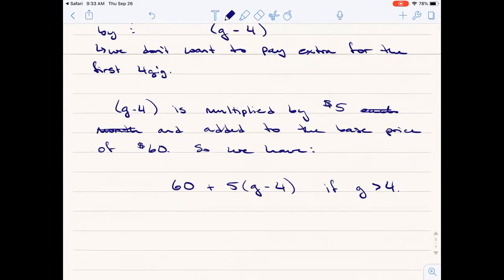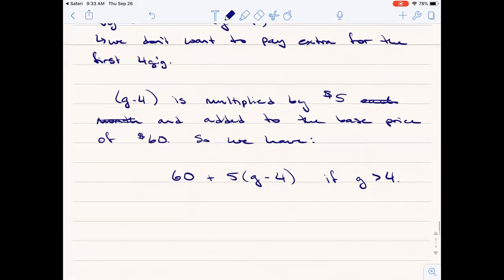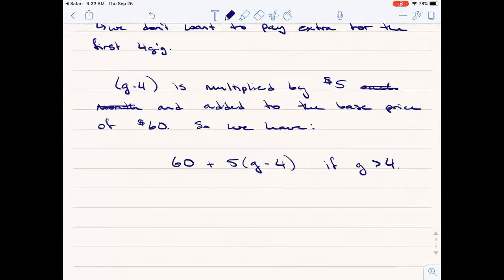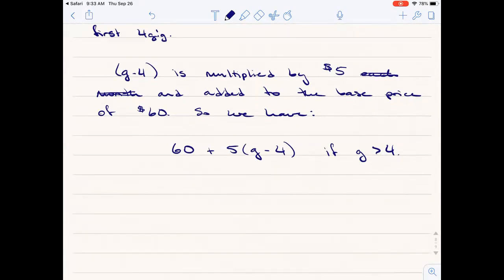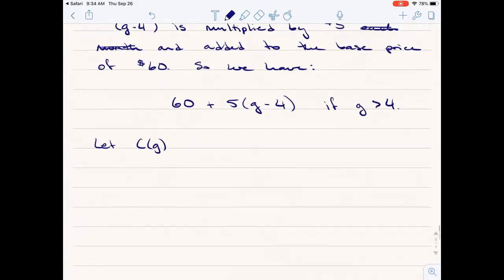All right, so G minus 4 is the overage that we're charged for, multiplied by 5 and then added to the initial 60 that we agreed to. Let C of G be the cost function. Usually if we're talking about a cost, we use capital C as the name of our function, the cost function.